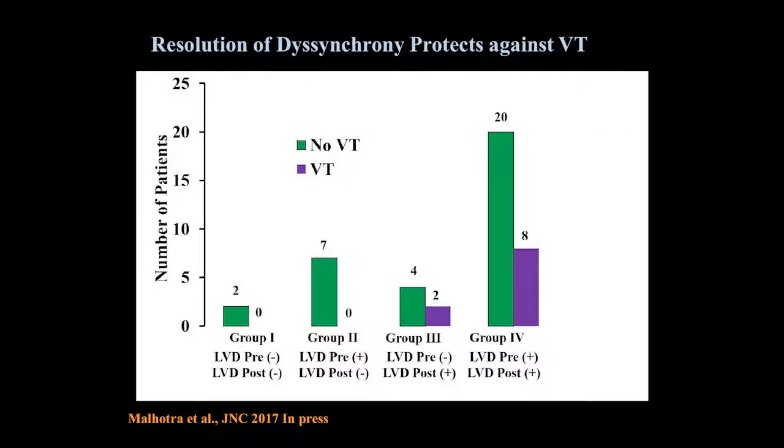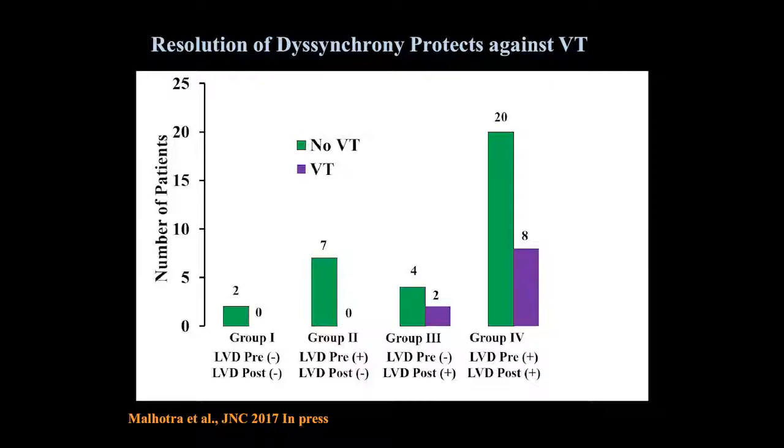Now, this is a combination of CRT and VT. In our population, we had 43 patients who underwent CRT and underwent dyssynchrony assessment both before and after CRT implantation. Those patients had both a CRT and a defibrillator. We assessed dyssynchrony before and after CRT, and we divided them into 4 groups.